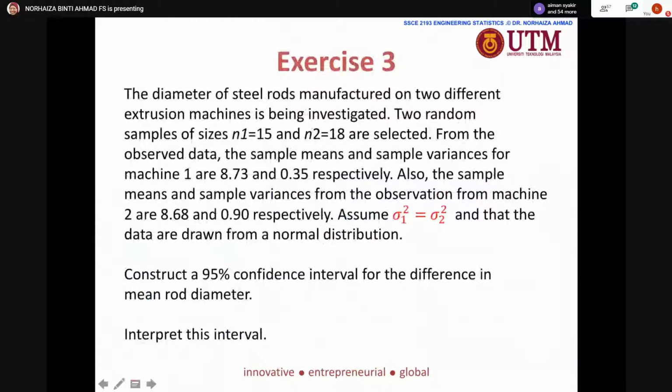Next example. The diameter of steel rods manufactured on two different extrusion machines is being investigated. Two random samples of those sizes are selected. From the observed data, the sample means and sample variances for machine 1 and 2 are as follows. Assume sigma 1 squared equals sigma 2 squared and that the data are drawn from a normal distribution. Construct a 95% confidence interval for the difference in mean rod diameter. Okay, again, 95% for the difference in mean rod.